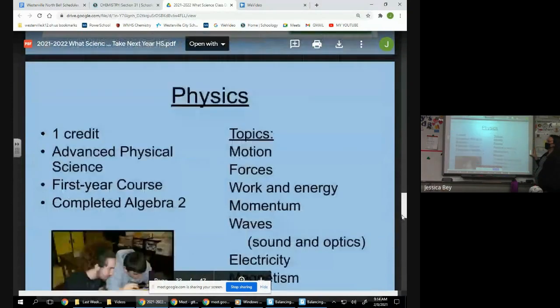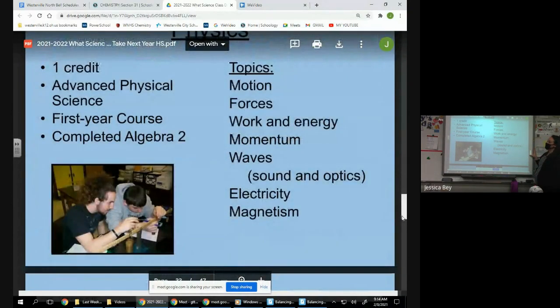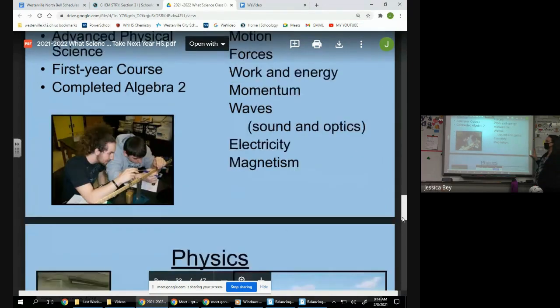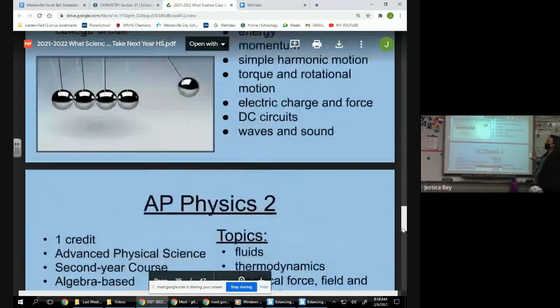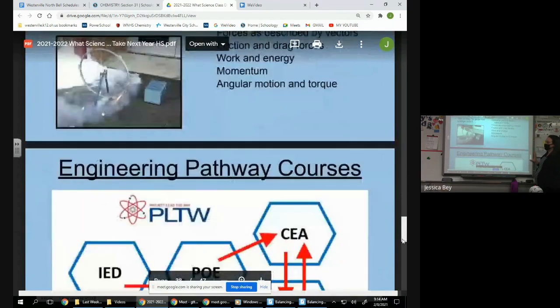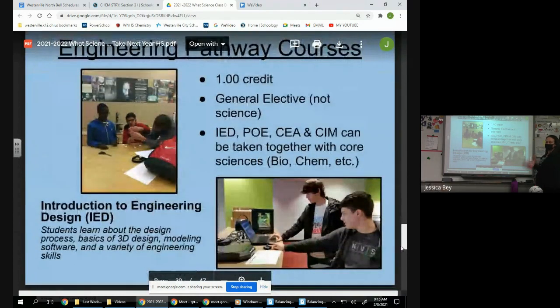But if you're like, what is physics? Physics is motion, forces, work, momentum, waves, all the big things, or small things in chemistry. What's the difference between AP Physics 2, AP Physics C, all that kind of good stuff, some of the engineering stuff. So that is all up here if you want to go through it before you do scheduling on Thursday. Okay, so if you have a question, it should be answered there. If not, please let me know and I can answer it. Okay, perfect.